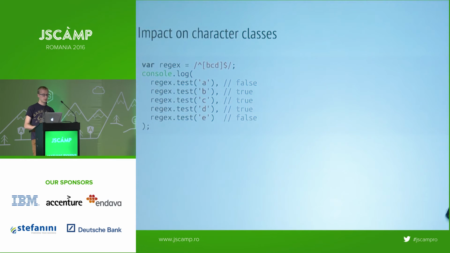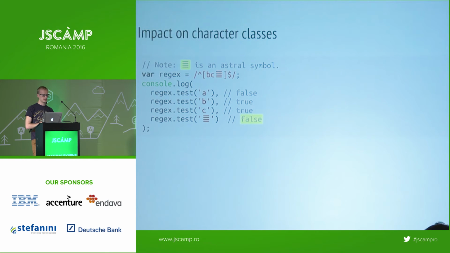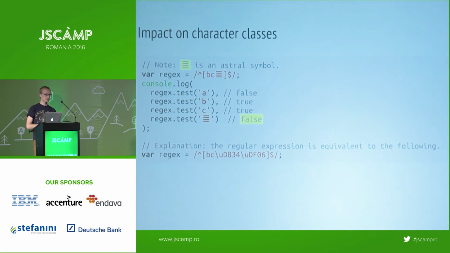However, if you try this with an astral symbol, so let's just add a symbol there that happens to be an astral symbol, it won't actually work the way you want it to work. It won't match the symbol itself, once again, because JavaScript considers this symbol to be two individual characters, even though that is really not true as far as Unicode is concerned. So the engine now tries to match each surrogate half individually, and the character class now contains not 3, but 4 characters as far as JavaScript is concerned, which is really surprising.